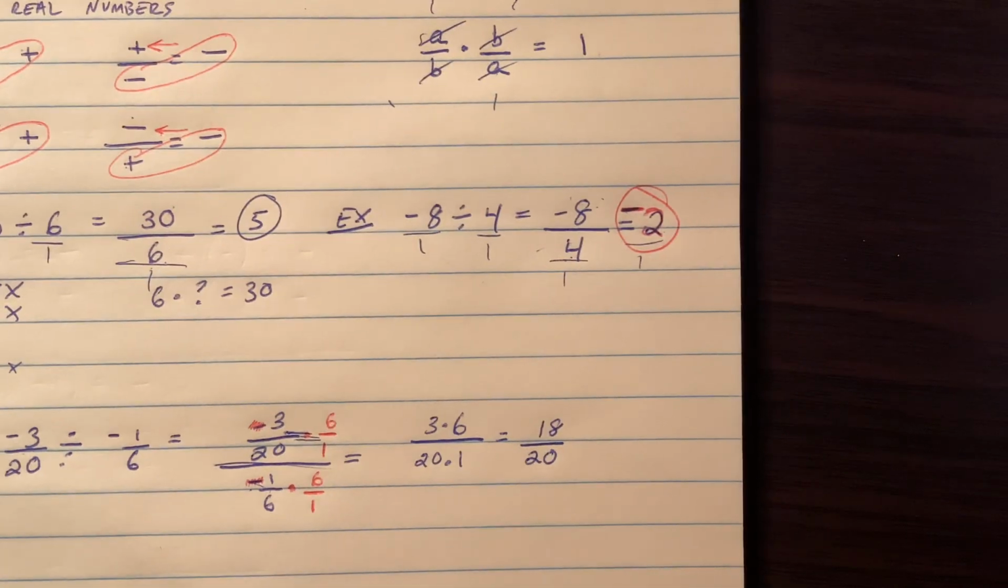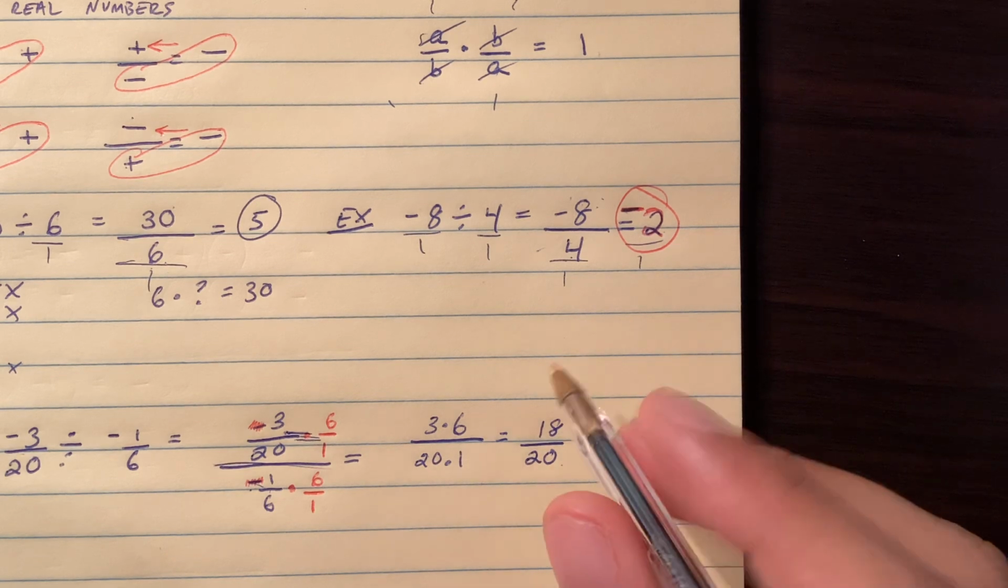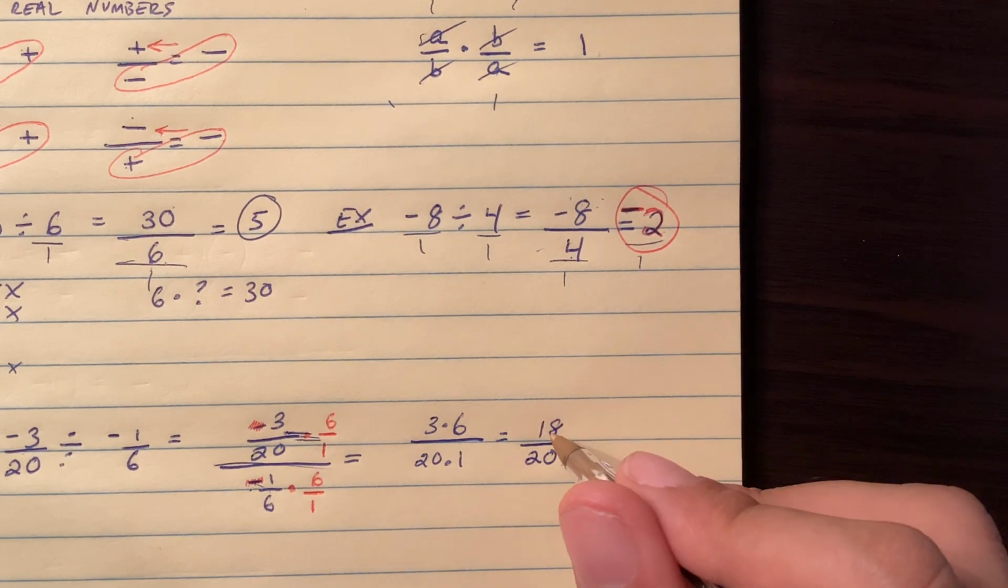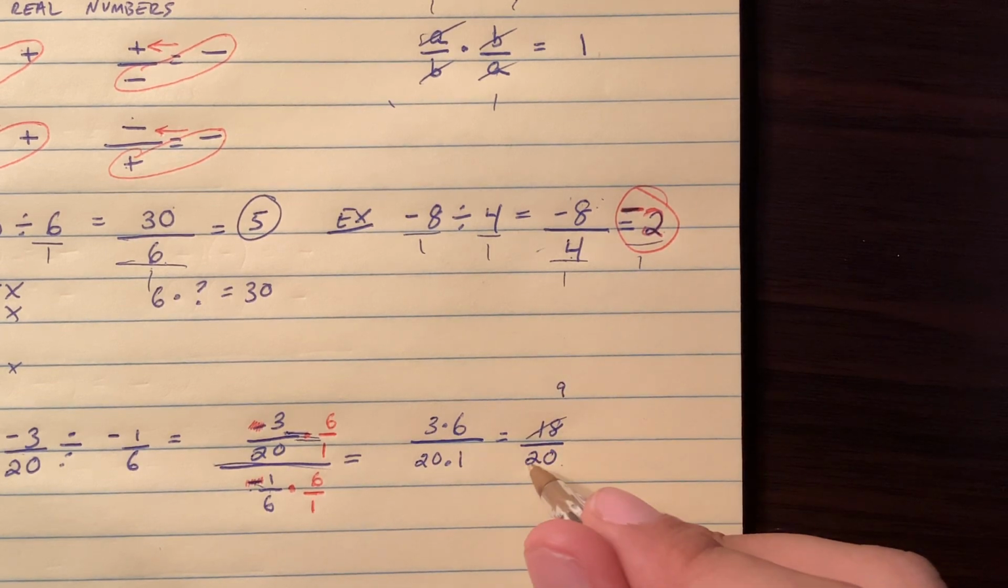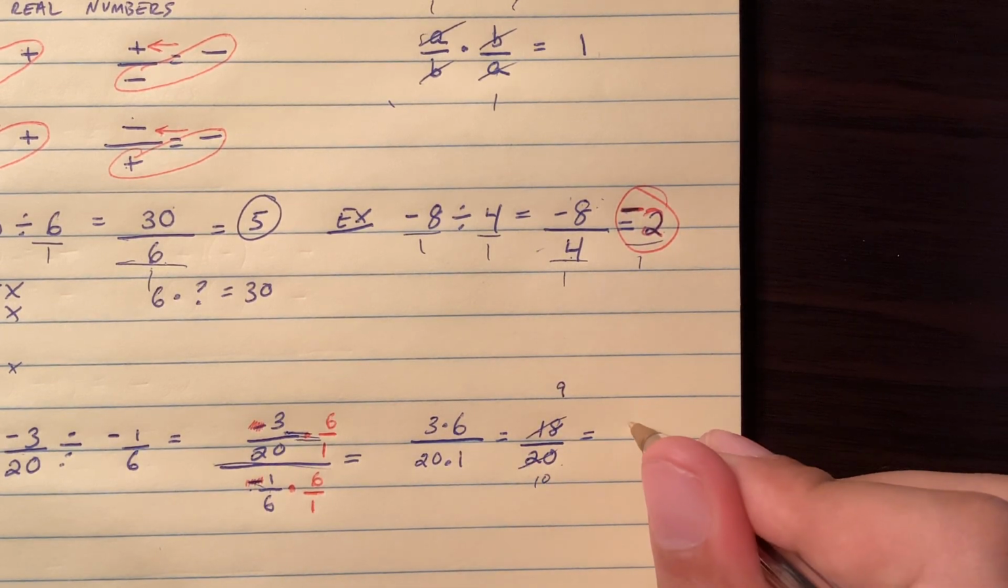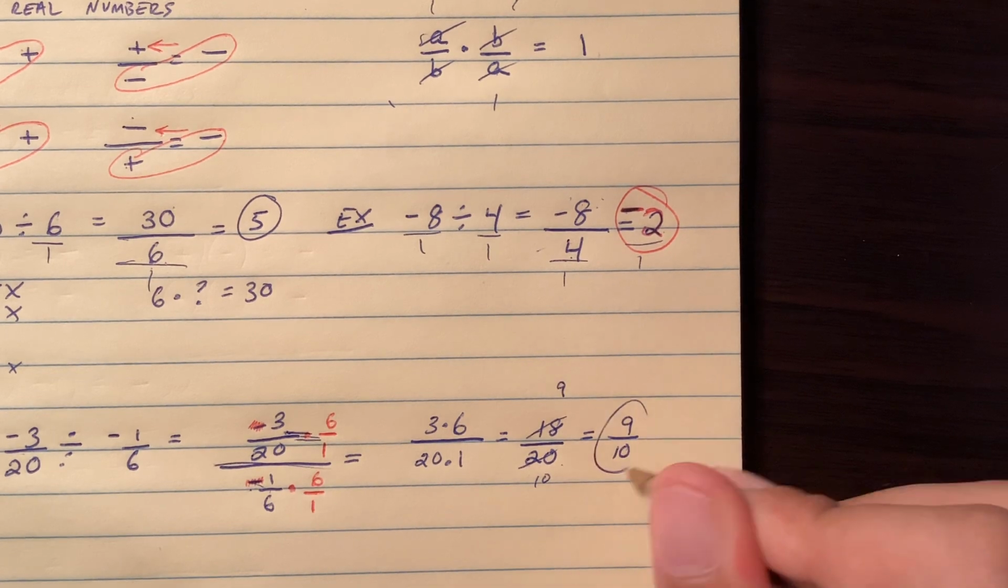Now, to simplify this, we notice that both are even. A 2 can go into each of these. So 2 goes into 18 9 times. 2 goes into 20 10 times. And our final answer is 9 over 10.